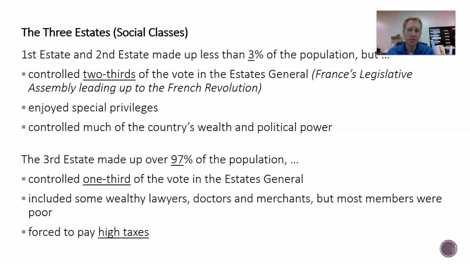However, the third estate makes up over 97% of the population, or roughly 97% of the population, and it would change over time. And they only get 1/3 of the votes. So they would likely get outvoted and never get really anything that they wanted in terms of government. So politically, they were powerless. And even above the first and second estate, you also have the king, who would make most of the decisions regardless of what anyone else had to say.